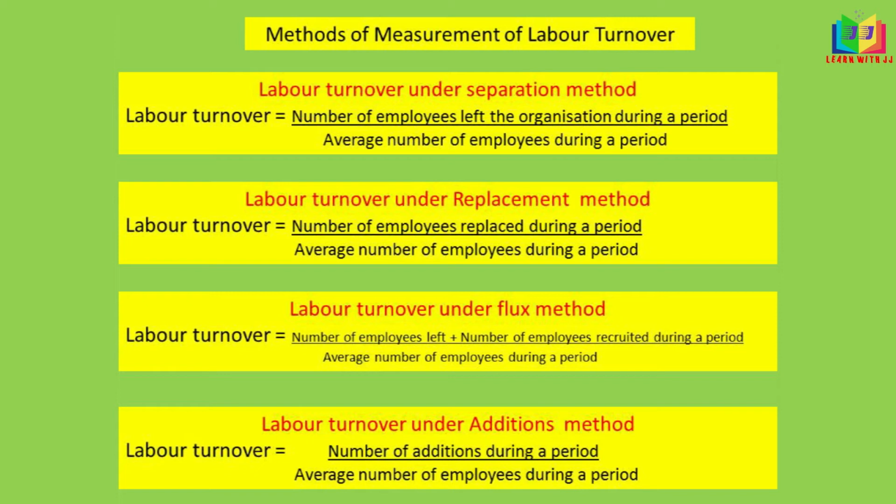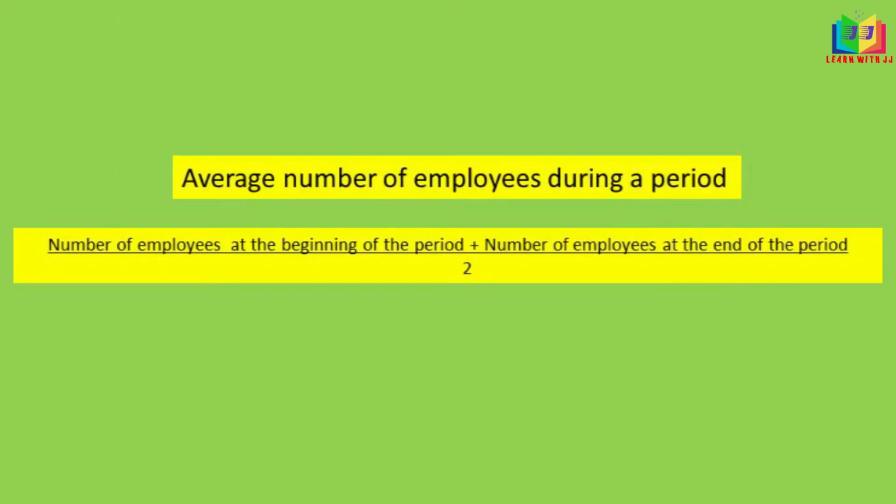And here we need to know what this average number of employees during a period is. This is nothing but number of employees at the beginning of the period plus number of employees at the end of the period divided by 2. That is the average number of employees during a period. And the other things, that is number of employees left, number of employees replaced, number of employees recruited, and number of additions, this information normally will be given in the problem. We need to find the average number of employees, and using that we can find out the labor turnover rates.